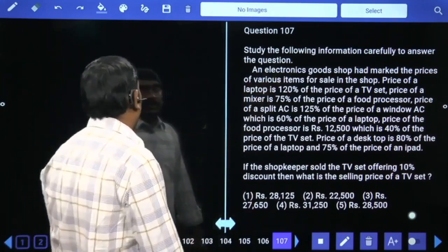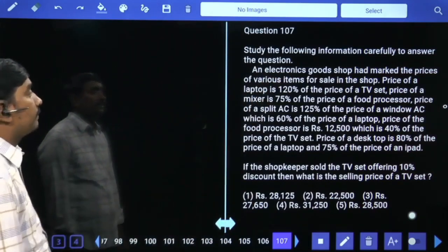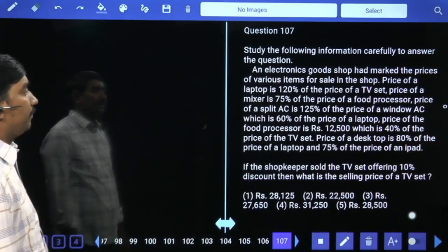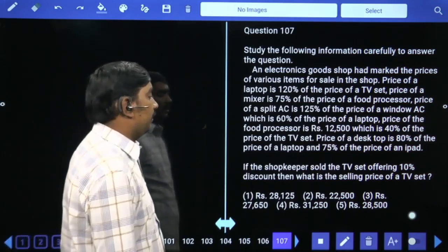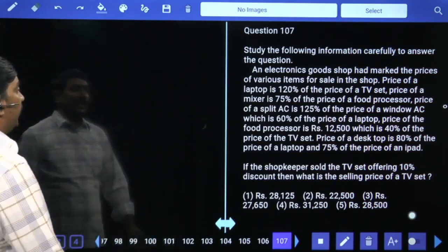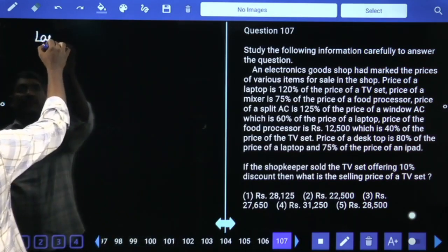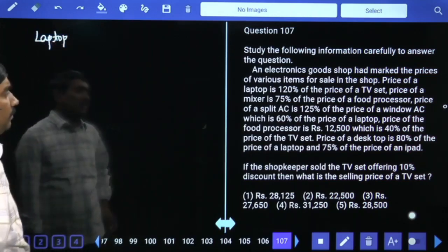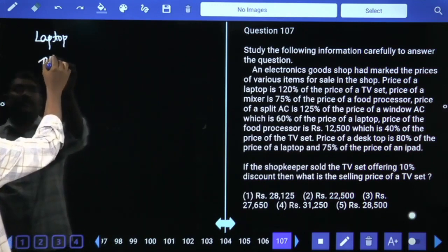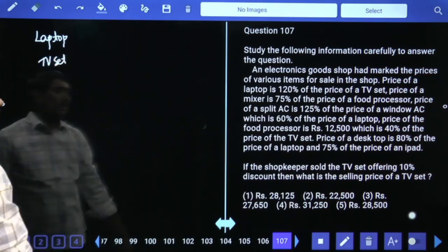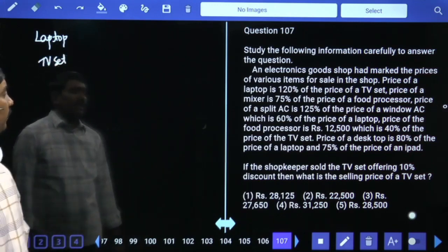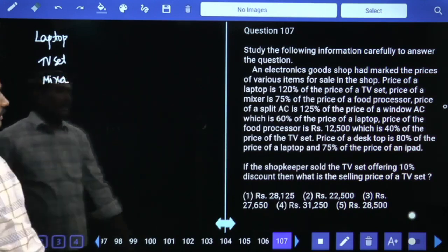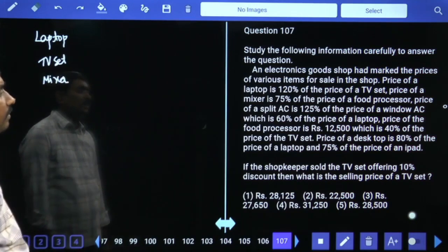Study the following information carefully to answer the questions. An electronic goods shop had marked the prices of various items for sale in the shop. Price of a laptop is 120% of the price of a TV set. Price of a mixer is 75% of the price of a food processor.